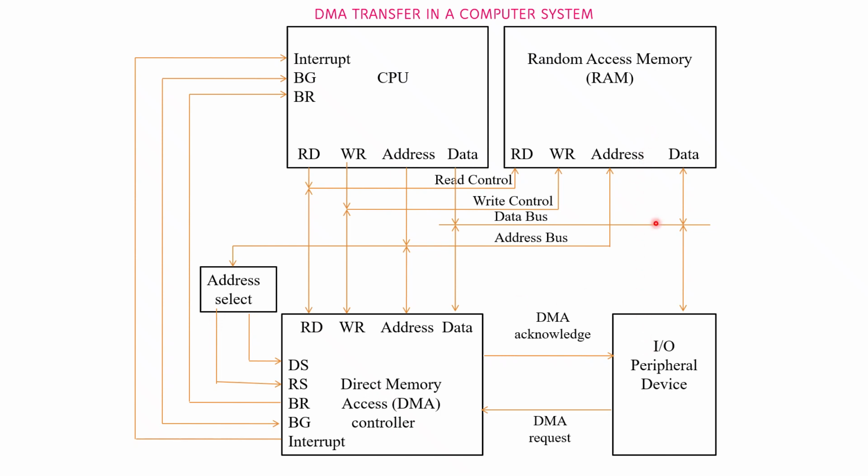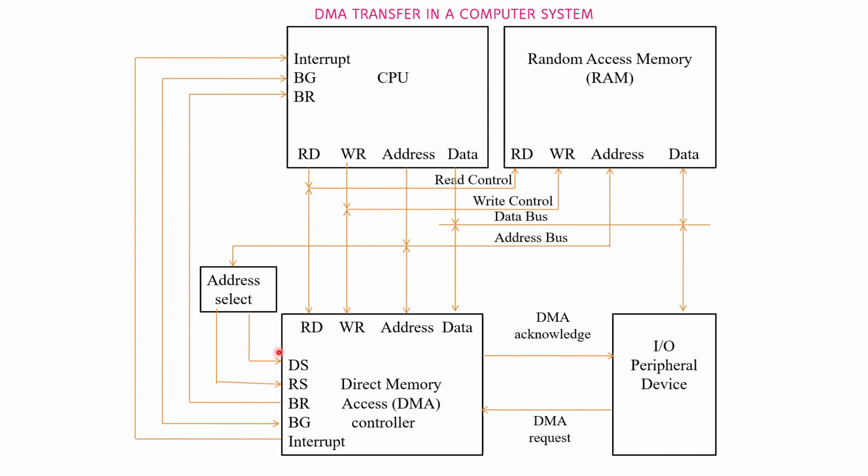When the peripheral device sends the DMA request, the DMA controller activates the BR request line, informing the CPU to relinquish the buses. The CPU responds with the bus grant line, informing the DMA that its buses are disabled.